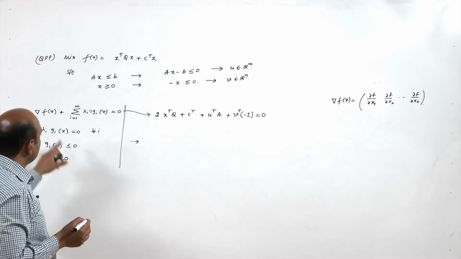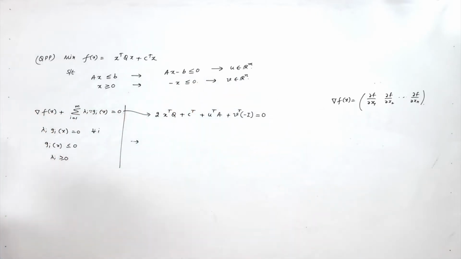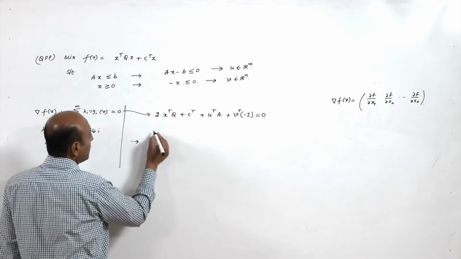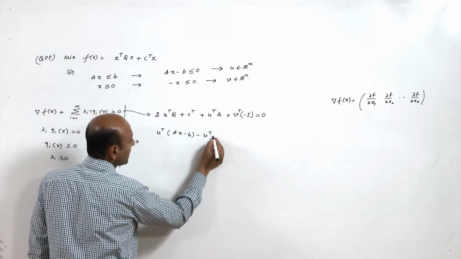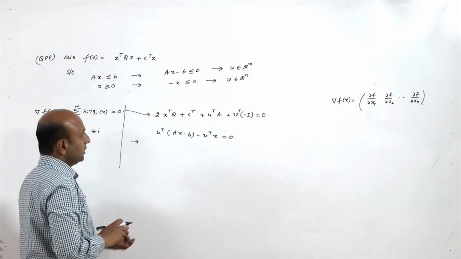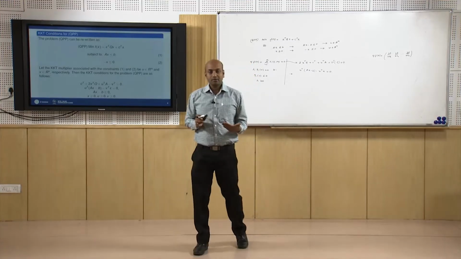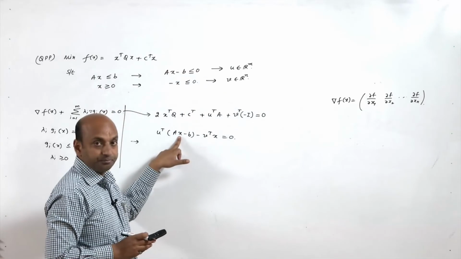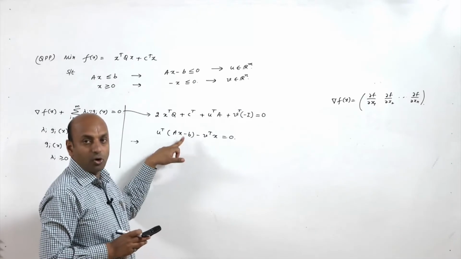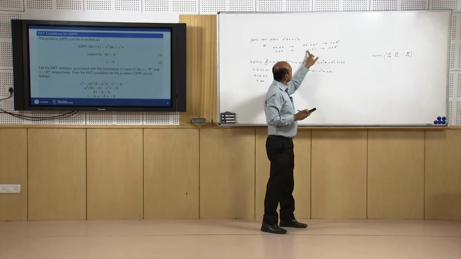Now lambda i Gi, so you multiply with lambda, either you take each component or you take the sum of all the constraints with Lagrange multipliers or KKT multipliers. So it will be U transpose (Ax minus B) minus V transpose x, that should be 0. We have for this problem m plus n constraints. So you multiply U transpose into Ax minus B, this term, sum of all like lambda 1 G1 plus lambda 2 G2 and so on, and V transpose into this, that is this constraint.